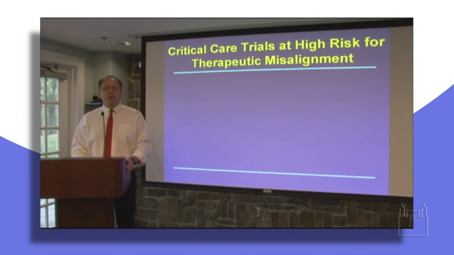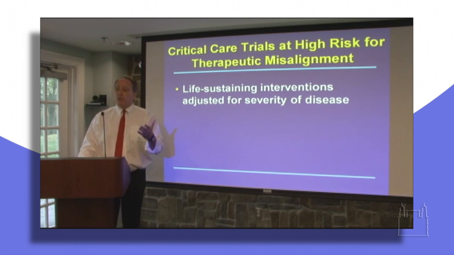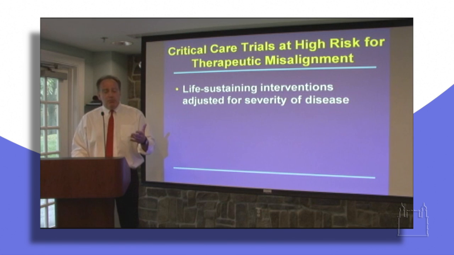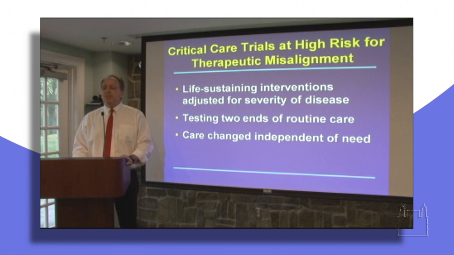What trials are at high risk for this problem? Life-sustaining interventions adjusted for severity of disease: oxygen therapy in premature infants, blood transfusion, ventilator management. All these are titrated therapies. You test two ends of routine care. Care is changed independent of need, and there's no routine practice control.